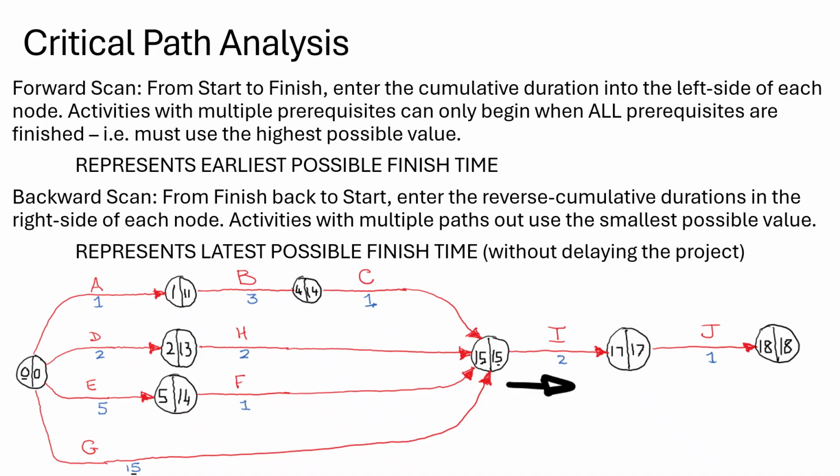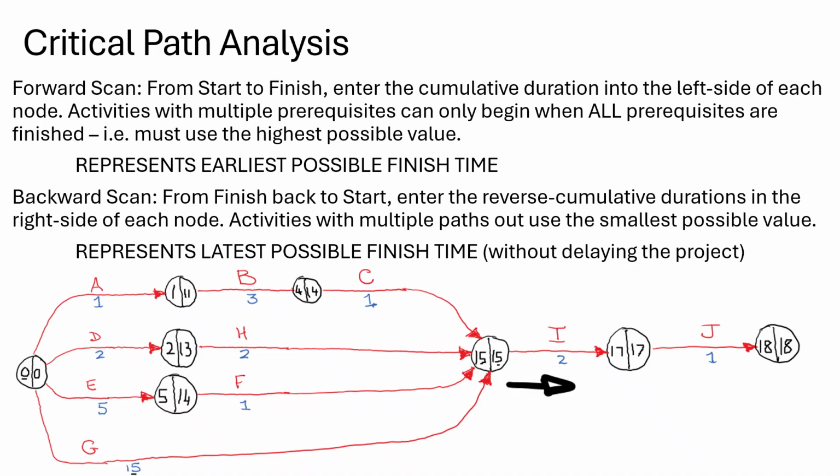And so a critical activity is part of the critical path, and it's an activity that cannot be delayed at all. And we can make sense of that in terms of our forward and backward scan as well, because if we remember to the forward scan, the activity G was what created the 15s in this vertex here.